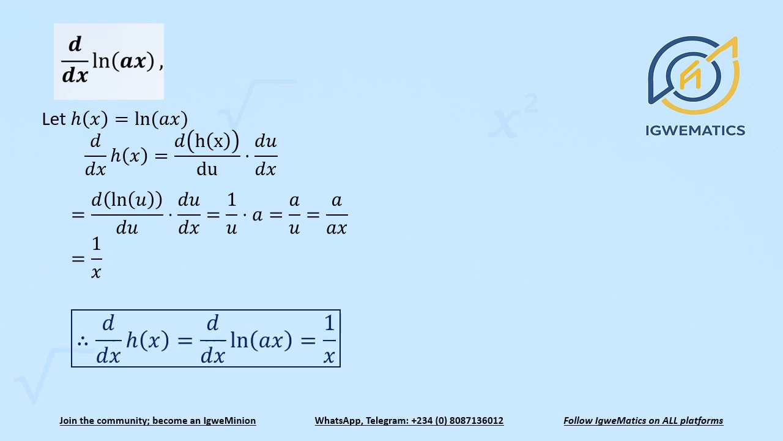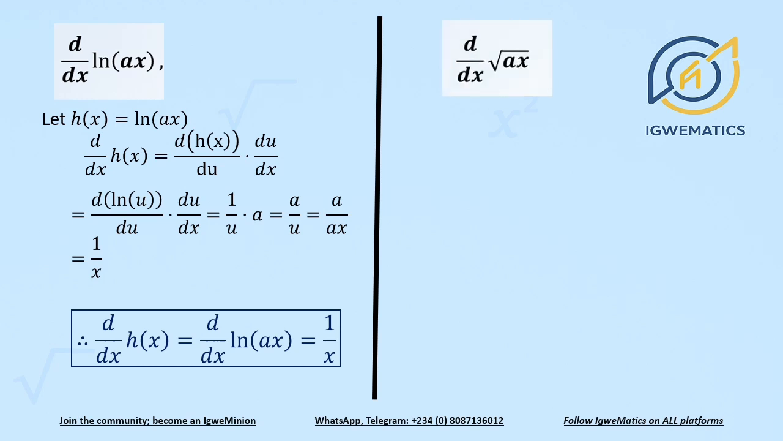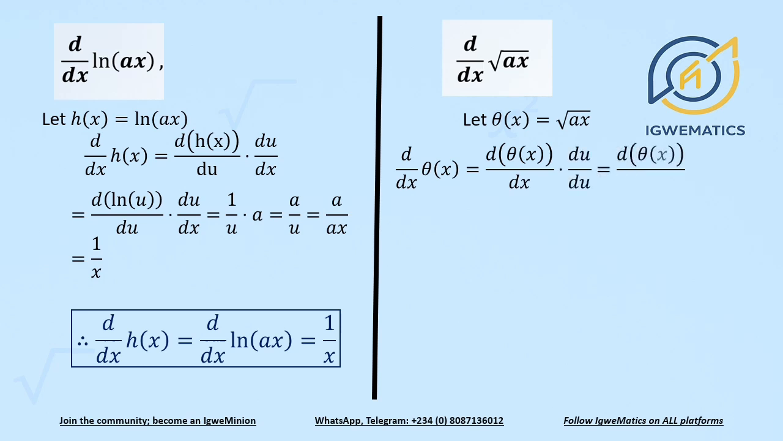For the third one, the derivative of natural log of ax is equal to 1 over x. And for the fourth one, the derivative of square root of ax, if we let theta of x equal to square root of ax, then the derivative of theta of x is equal to the derivative of theta of x divided by dx times du/du. Since the u over du is just 1, you can just multiply it. You can multiply it because 1 is a multiplicative identity.